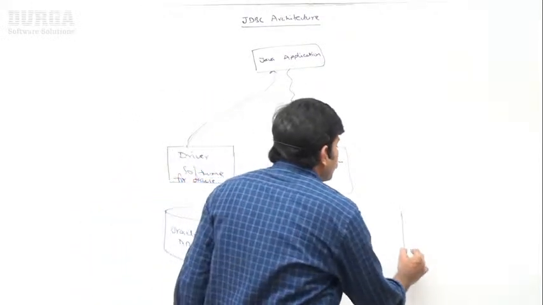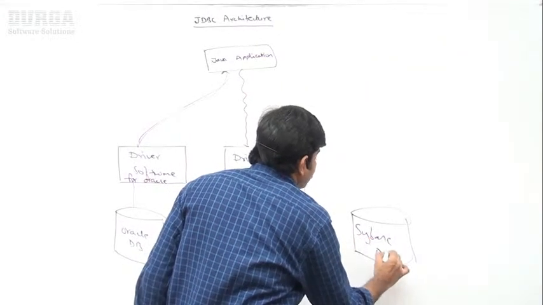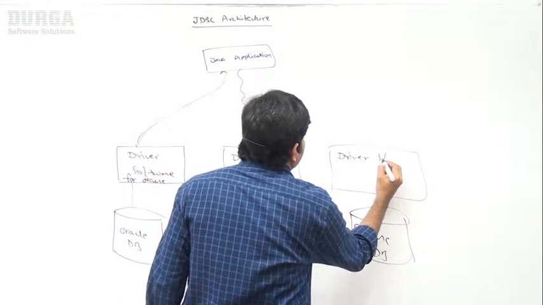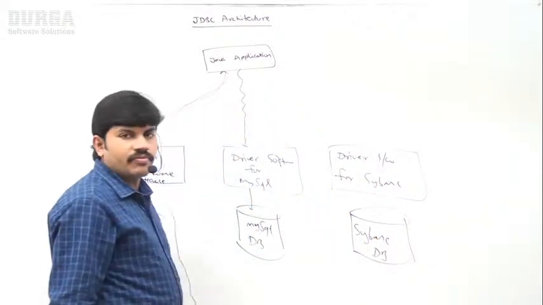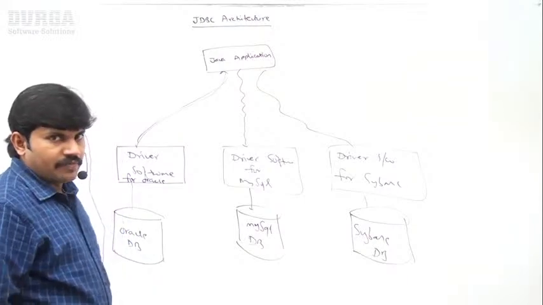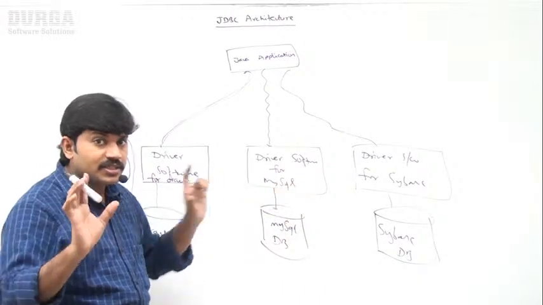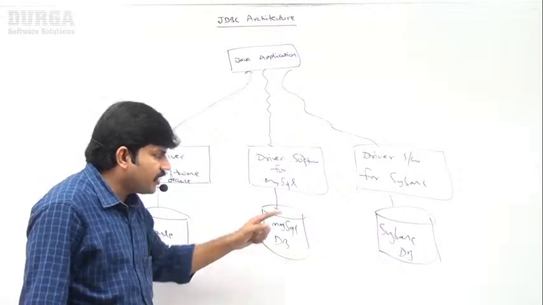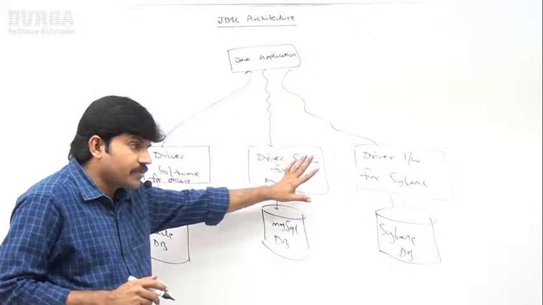Similarly, tomorrow I want to communicate with Sybase. Compulsorily, driver software for Sybase must be required. Now think very carefully, sir. This is just for a basic idea, and I will explain once again with a proper diagram. Don't worry, just get the basic idea. Java application is there, and after that, how many databases are there? Three databases. For every database, driver software must be required.